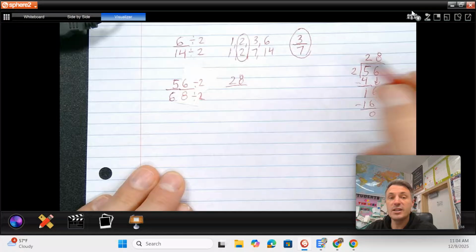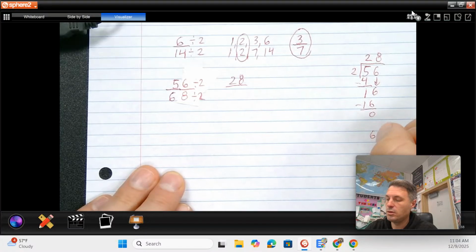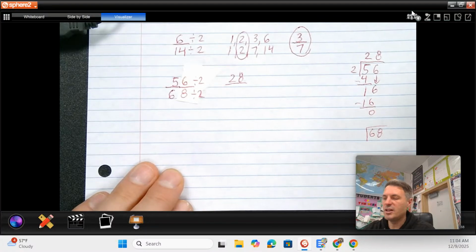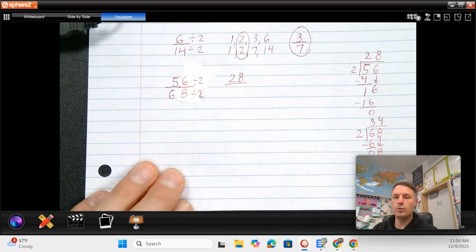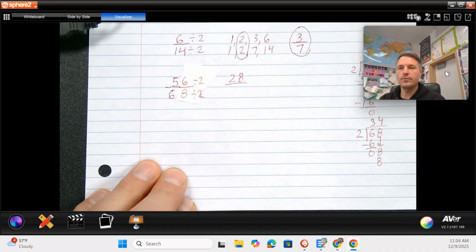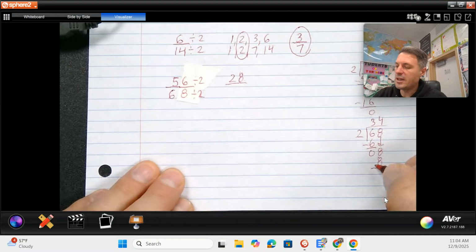And now we do 68 divided by 2. And again, it might not be fun doing these long division problems on the side, but it takes perseverance. And maybe you can already tell that 68 divided by 2 is 34. 2 can fit into 6 3 times. 3 times 2 is 6. 6 minus 6 is 0. Bring down the 8. 2 can fit into 8 4 times. And then 4 times 2 is 8. Let me move my head so you can see. And 8 minus 8 is 0.